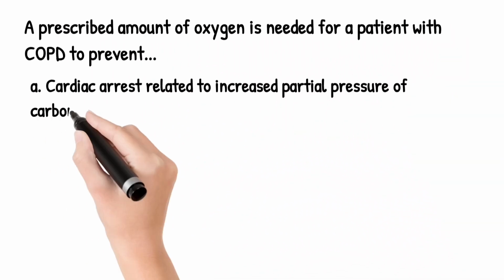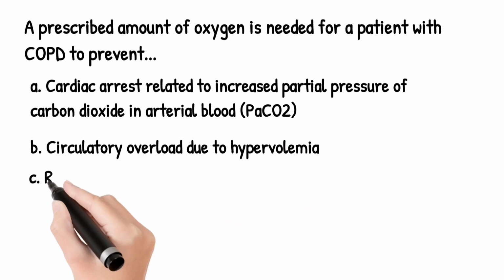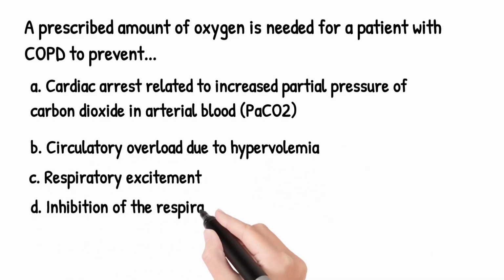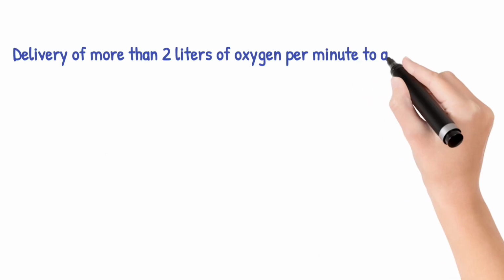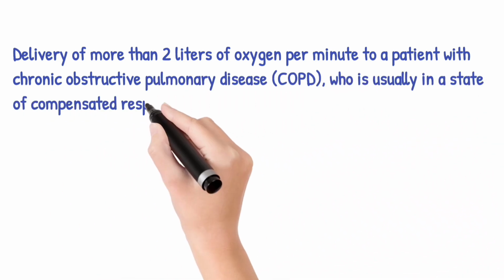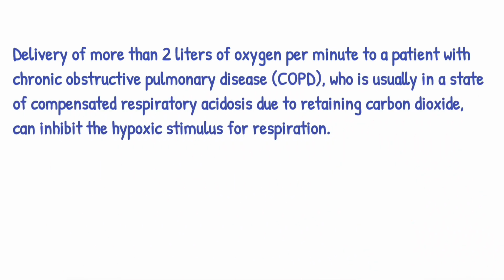A prescribed amount of oxygen is needed for a patient with COPD to prevent: option A, cardiac arrest related to intracranial pressure of carbon dioxide in the arterial blood; option B, circulatory overload due to hypervolemia; option C, respiratory excitement; option D, inhibition of respiratory hypoxic stimulus. The answer is option D, inhibition of respiratory hypoxic stimulus. Delivery of more than 2 liters of oxygen per minute to a patient with chronic obstructive pulmonary disease who is usually in a state of compensated respiratory acidosis due to retained carbon dioxide can inhibit the hypoxic stimulus for respiration.